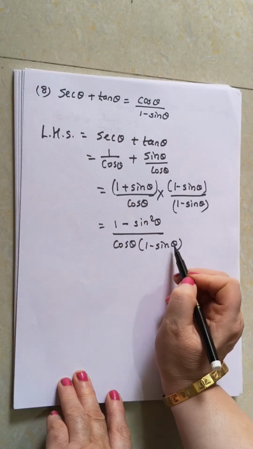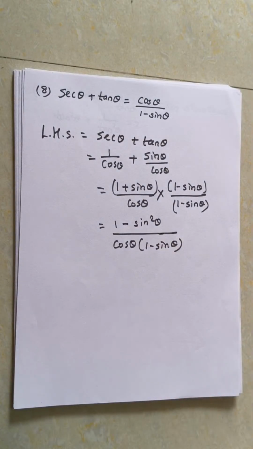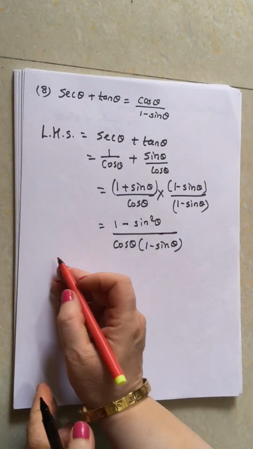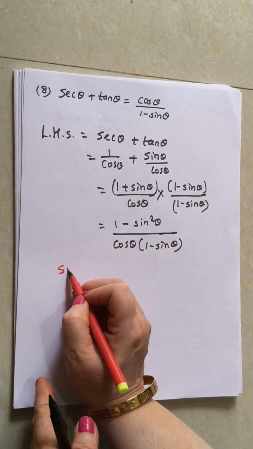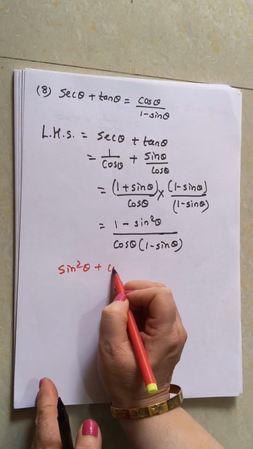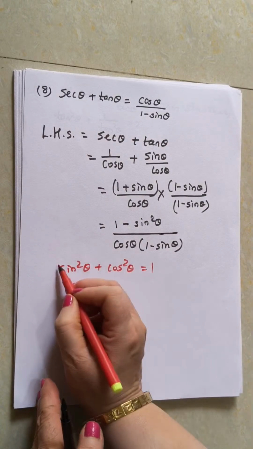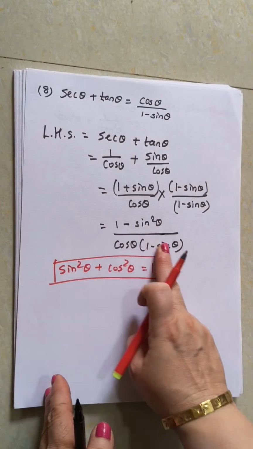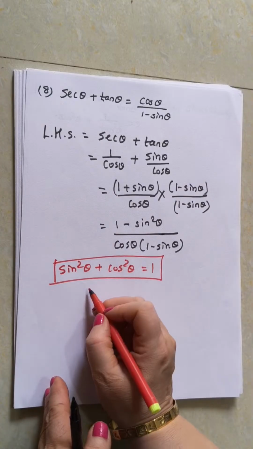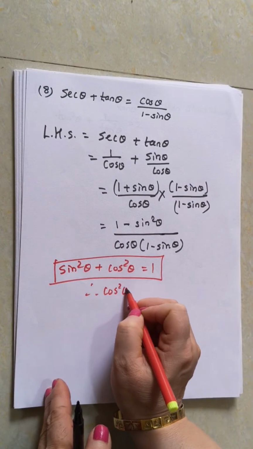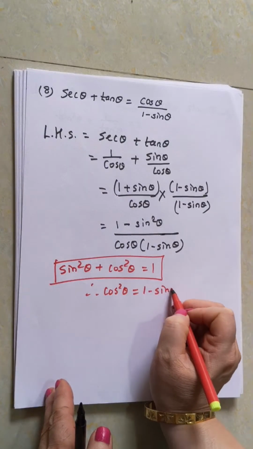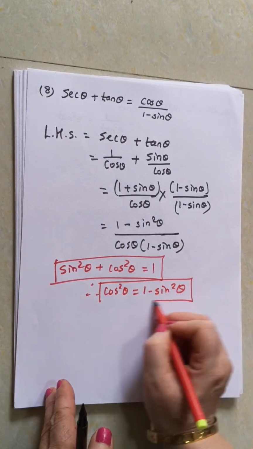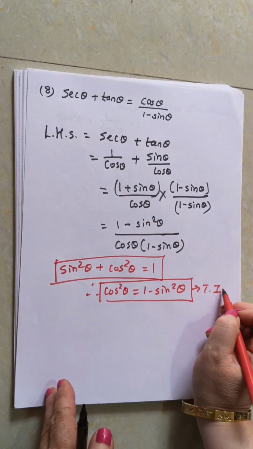So here we are going to use the trigonometric identity. And what is that trigonometric identity? Sine square theta plus cos square theta is equals to 1. So now what I am going to do, I am going to shift this sine square here. So what will happen? Cos square theta is 1 minus sine square theta. So this trigonometric identity we are going to use.